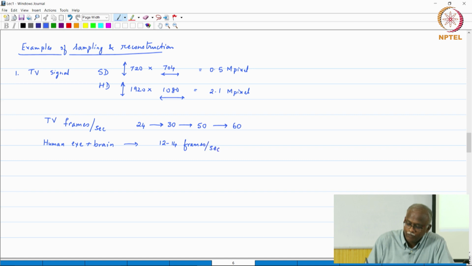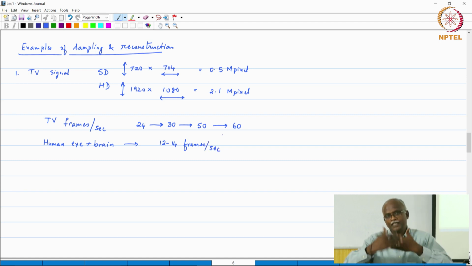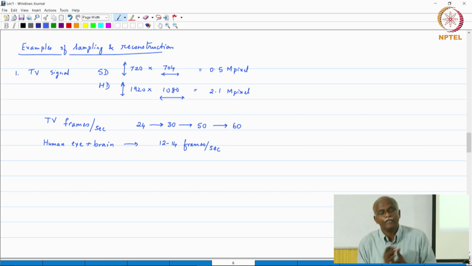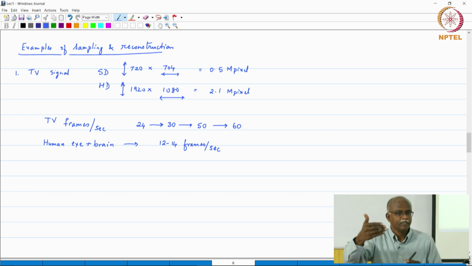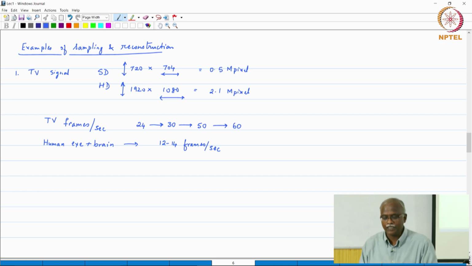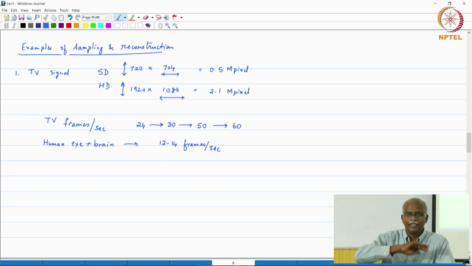Okay, so that means if the pictures are coming in at least at 14 frames per second, then your brain and eye combination can make it look smooth. Otherwise, it will look jerky. If it goes at 6 frames per second, it will look jerky, but anything above 14. So you can see that at 60 frames per second, it looks like a very, very smooth transmission because your eye-brain combination is doing that.